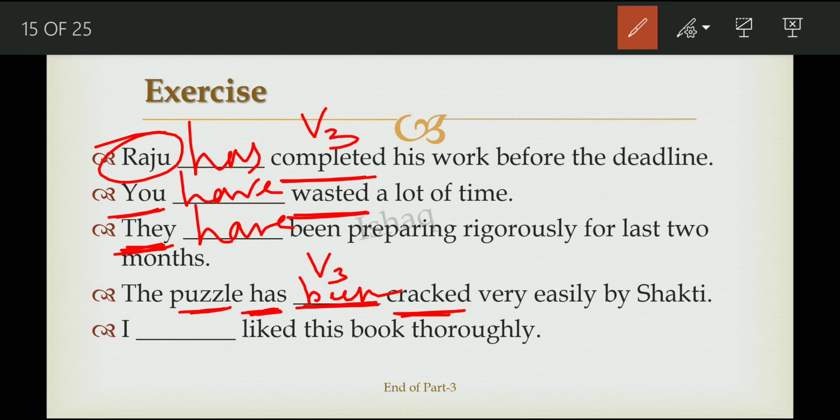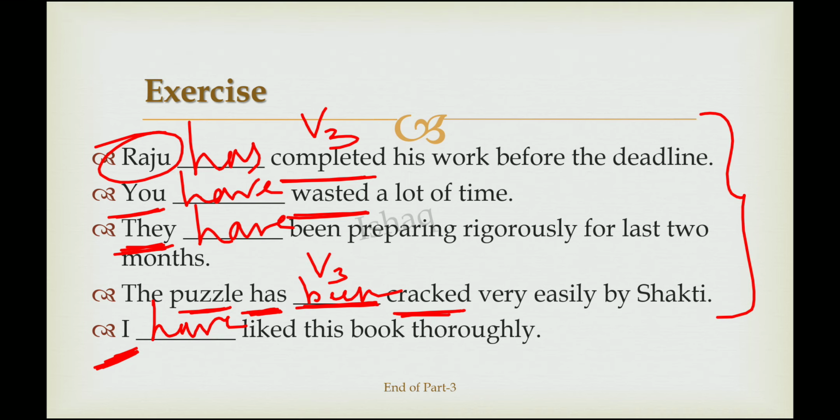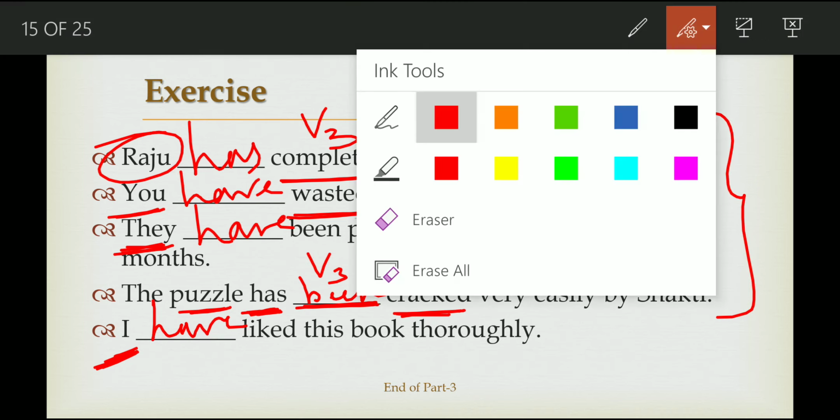I dash liked this book thoroughly, which means I. This is an important question, right? Because this is where we make mistakes and get confused. See, I is first person, and though it is singular, first person singular takes have. So I have liked. I hope all 5 of 5 are correct for you. So let's see what's next.